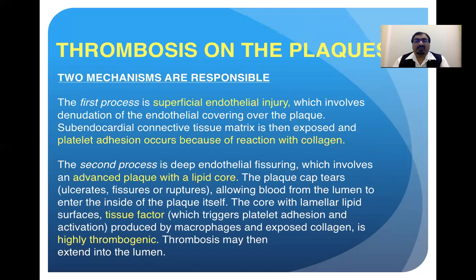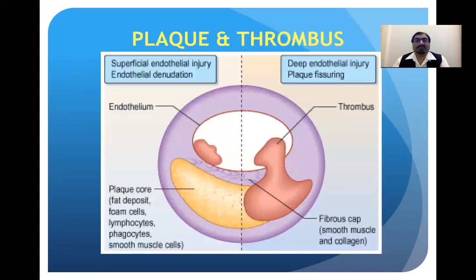This all leads to the blood invading into the lumen, the walls of the coronary arteries, and triggers the formation of the thrombus in a short time. This is again produced by macrophage and exposed to collagen, and therefore the thrombosis in this process will lead to 100% occlusion. We look at this picture, which is showing a plaque, the silent killer, that is an atherosclerotic plaque. On top of it, there is a deep endothelial injury leading to an occlusion.